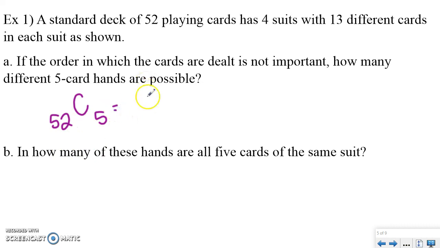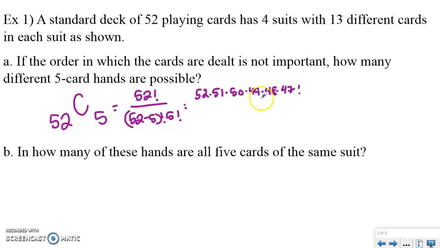So when I do this, I'm going to use the formula 52 factorial divided by 52 minus 5 factorial times 5 factorial. And I grew up learning how to simplify this by hand, so 52 times 51 times 50 times 49 times 48 times 47 factorial over 47 factorial. And then I'm going to do 5 times 4 times 3 times 2 times 1 for my 5 factorial. The reason I was taught to do it this way is because it's really fast to cancel. So 47 factorial cancels with 47 factorial.